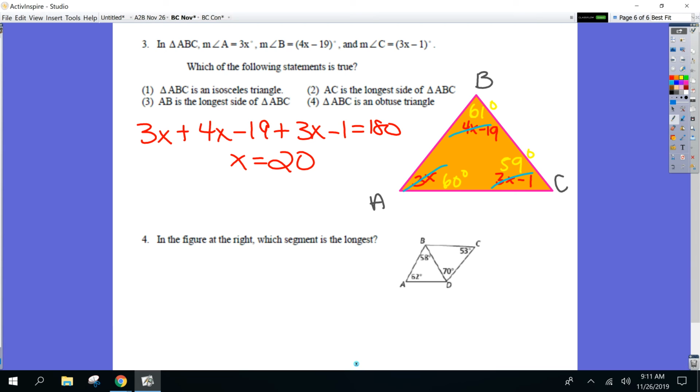All right, is it isosceles? No, it would be if two angles were congruent, so it's not isosceles. Is it obtuse? Nope, one angle's not bigger than 90. So now we're down to what's the largest side? Well, what's the largest angle? Angle B, 61 degrees, and what's across from it? AC. So there you go. AC's got to be the longest side.